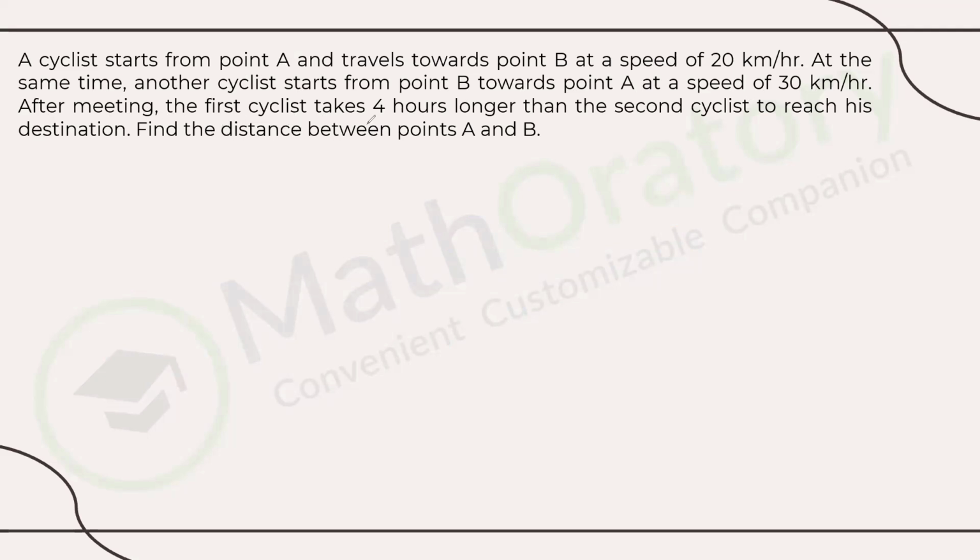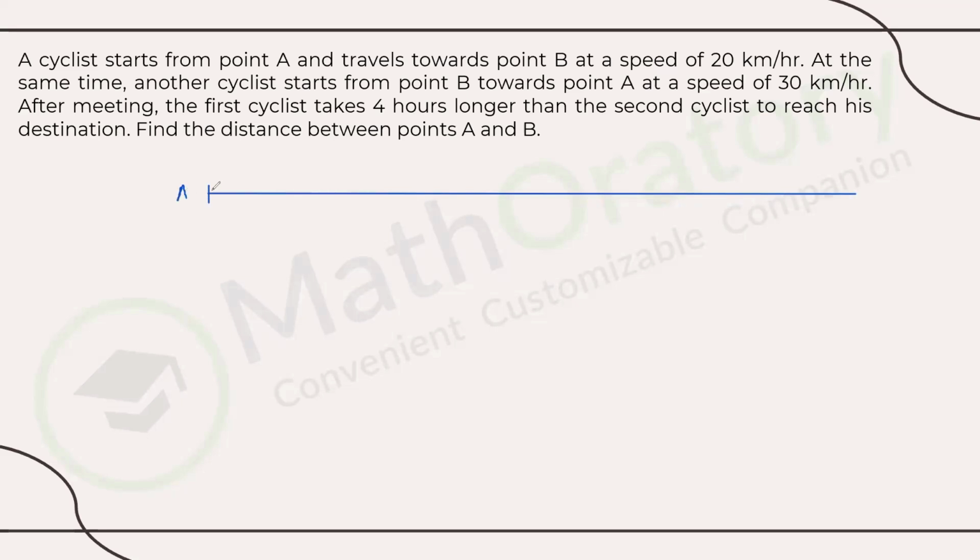After meeting, the first cyclist takes 4 hours longer than the second cyclist to reach his destination. So what it means is after they have met, the first cyclist takes 4 hours more than the second cyclist to reach the destination. Now, this is where the diagram would help you to understand this question better. So let me just draw a rough diagram to begin with.